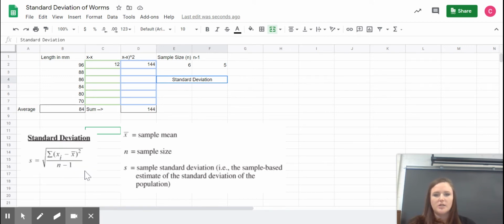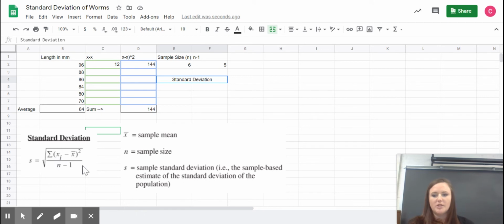It tells you in order to calculate the standard deviation, you need the sum of all of the sample numbers minus the sample average squared divided by the number of samples minus 1, and then take the square root. This seems super complicated, but it's actually a lot simpler if you break it down into pieces.